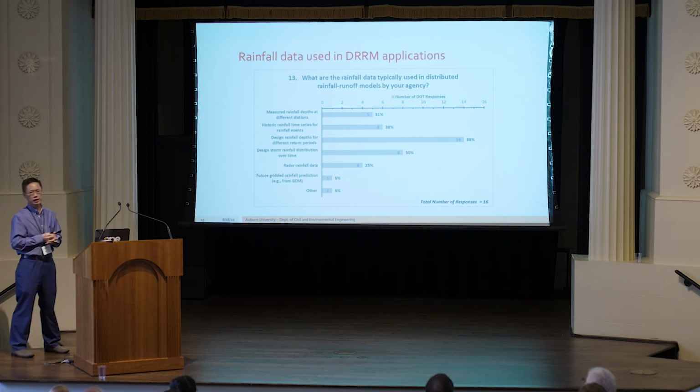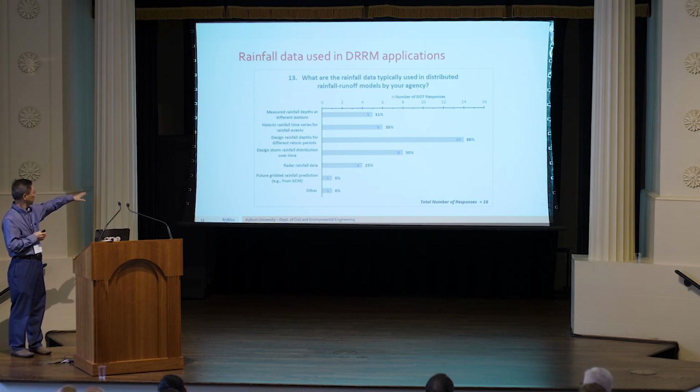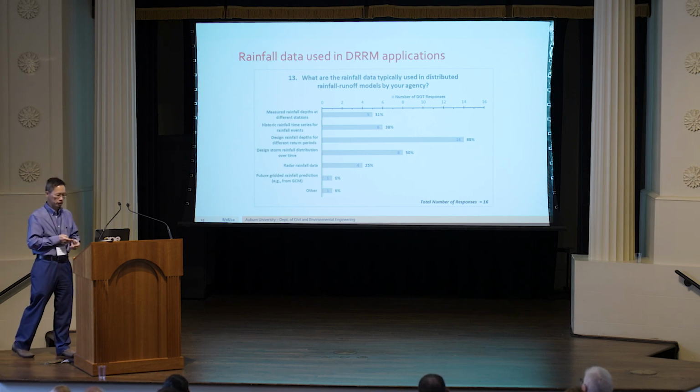And when we talk about resilience, we also want an idea about the future rainfall prediction. So using future gridded rainfall, like from a GCM, either downscaled, there's only 1 response over there.